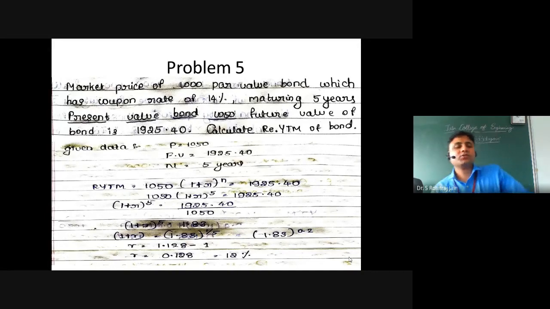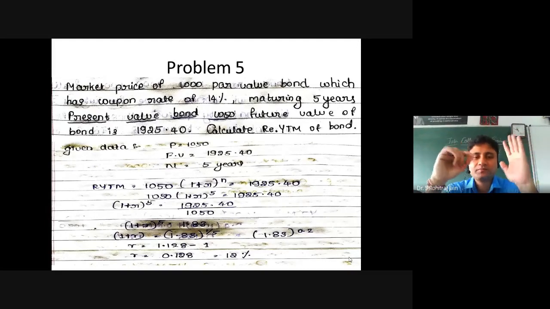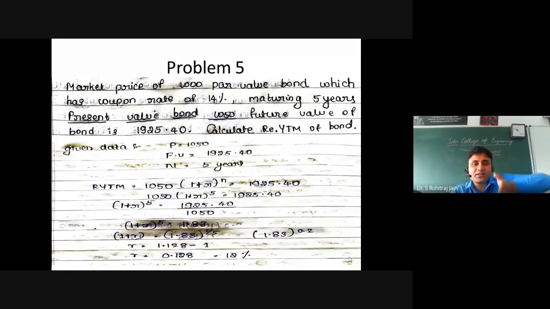Now some students have got confused. Sir, how do we calculate the value of small letter r over there? That is my realized yield to maturity. Now what I do, students, 1050 multiplied by (1 plus r) to the power n is equal to 1925.40. I want to calculate the value of r, which is on the left hand side. Please see here, left hand side. 1925.40 is in right hand side, RHS what we call.